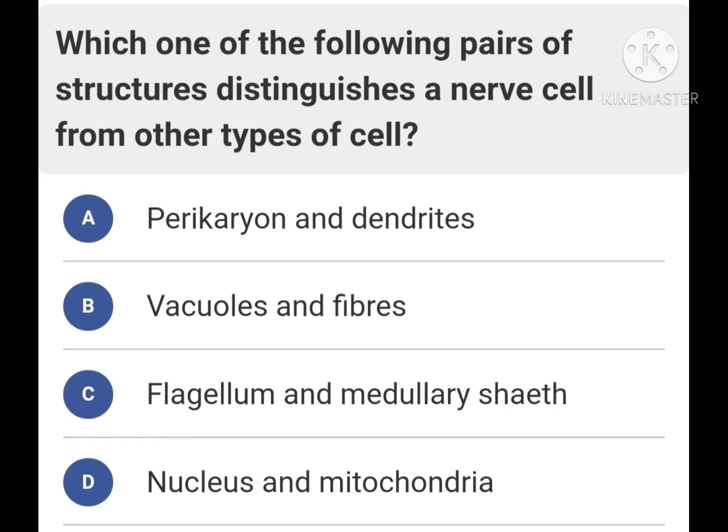The soma or perikaryon or cyton is the bulbous end of a neuron containing the cell nucleus. Dendrites are the branched projections of a neuron that act to propagate the electrochemical stimulation received from other neural cells to the cell body or soma of the neuron from which the dendrites project. Other cells have a nucleus, mitochondria, flagellum, medullary sheath, vacuoles and fibers, but not perikaryon or dendrites. So the correct option is A, perikaryon and dendrites.